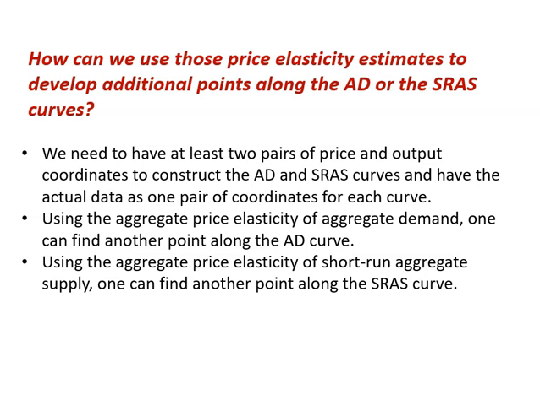How can we use those price elasticity estimates to develop additional points along the AD or the SRAS curves? Now, we are getting to the nitty-gritty of using these elasticity estimates to develop the aggregate demand and aggregate supply model. To use those estimates, we need to have at least 2 pairs of price and output coordinates to construct the AD and SRAS curves. And we already have the actual data as 1 pair of coordinates for each curve. Using the price elasticity of aggregate demand, one can find another point along the AD curve. Using the price elasticity of short-run aggregate supply, one can find another point along the SRAS curve.